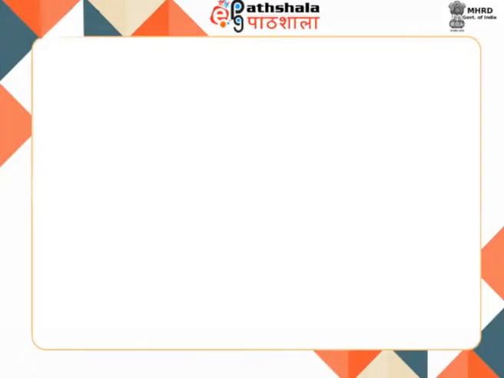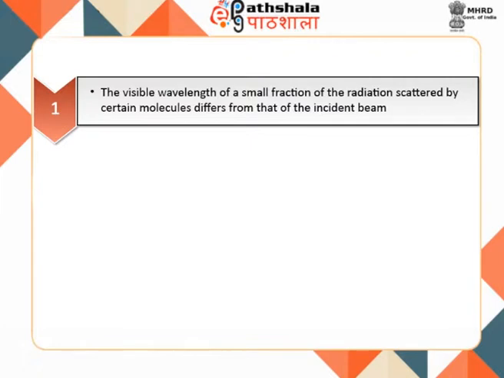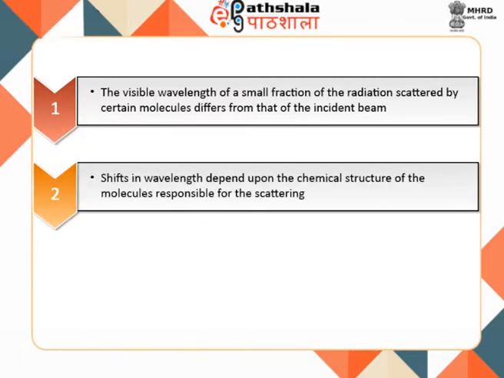After discussing the basics of vibrational spectroscopy in the last module, now we will continue with the basics of Raman spectroscopy. When radiation passes through a transparent medium, the species present scatter a fraction of the beam in all directions. Among the discoveries of the Indian physicist C.V. Raman is that the visible wavelength of a small fraction of the radiation scattered by certain molecules differs from that of the incident beam. Furthermore, the shift in wavelength depends upon the chemical structure of the molecules responsible for the scattering.